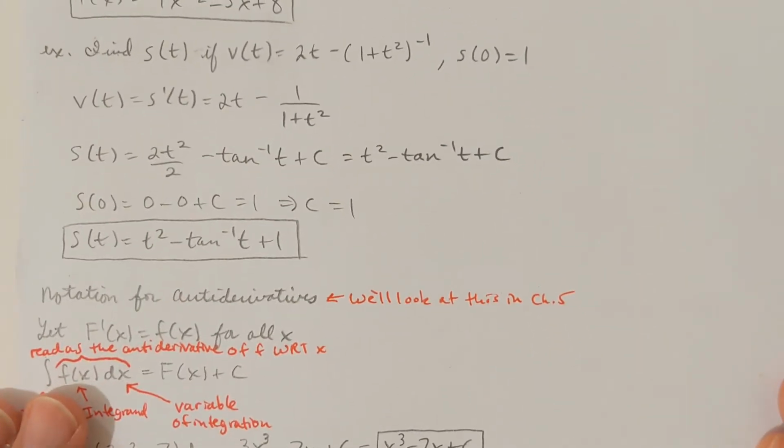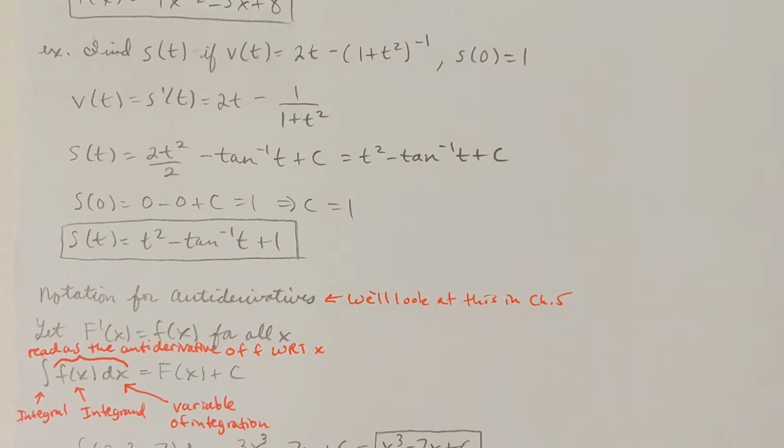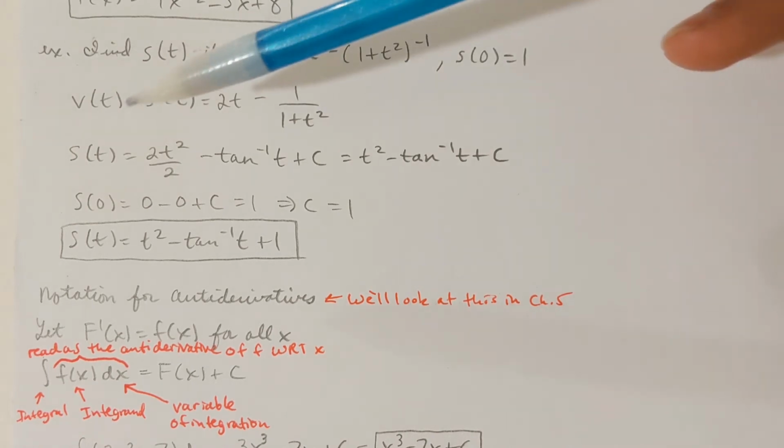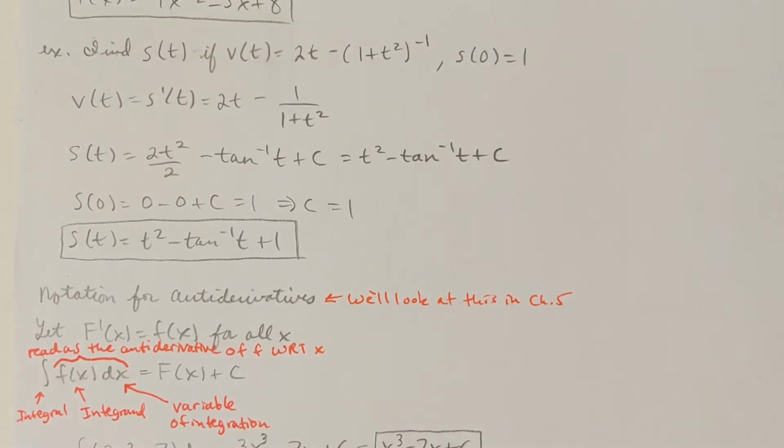Here's another example. Let's find s of t if v of t is 2t minus the quantity 1 plus t squared to the negative 1 power. S of 0 is 1. Okay, s is a position function of an object at time t. V is the velocity function. Well, the velocity function is the derivative of the position function, right? So here's s prime of t. That's 2t minus, I'm going to write this as 1 over 1 plus t squared.